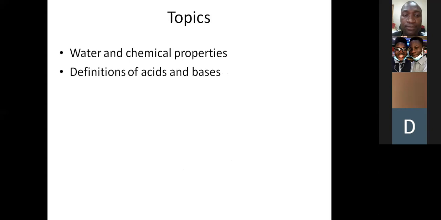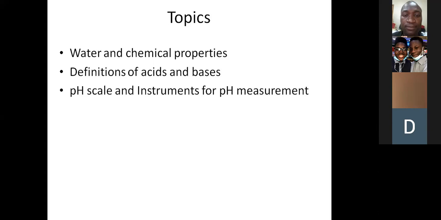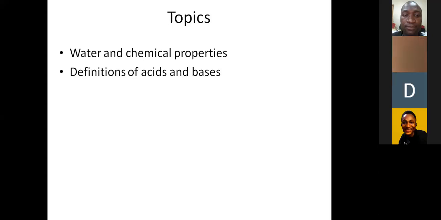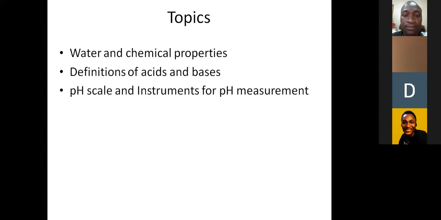We are going to be looking at some topics relating to buffers and buffer systems. We can't talk about buffer systems without discussing the components of buffers. And you all agree with me that the two main components of buffers are the acids and the salt of the conjugate base, or the base and the salts of the conjugate acids. So we are going to be looking at water, which is a molecule that has both properties of acid and base. We use it as an example to define some terms.